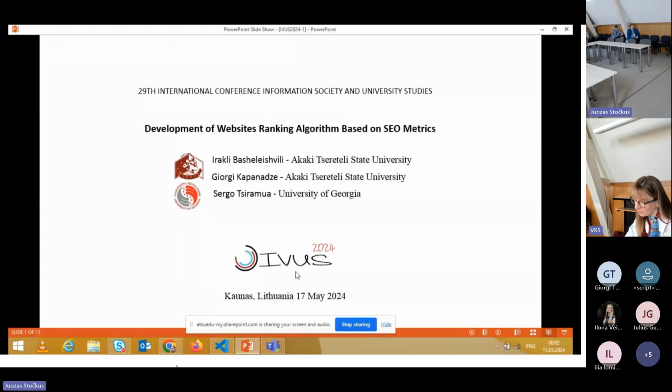site ranking algorithm based on SEO metrics. And then next, I will present a bit later. So 2 recordings. Regarding technical issues, we won't be able to see the presenter live.